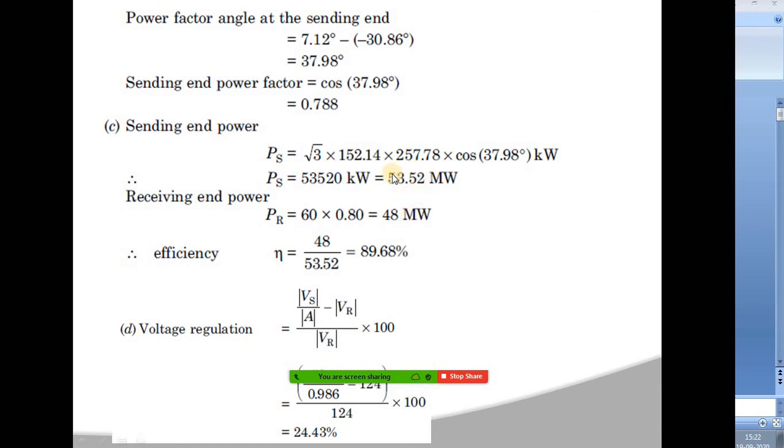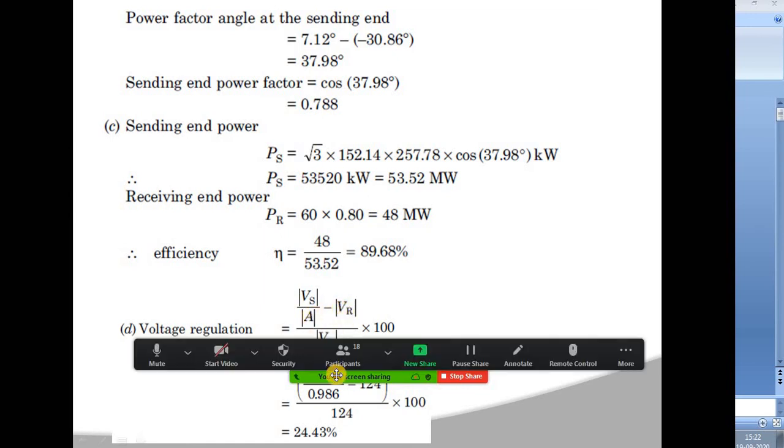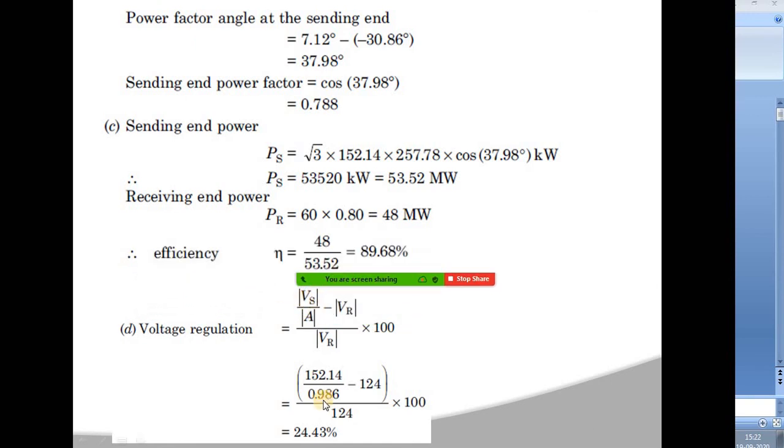You got the receiving end power, you got the sending end power. So you can determine the efficiency, which is receiving end power by sending end power. So the efficiency of the line is 89.68%. Now voltage regulation general formula is magnitude of Vs by magnitude of A minus magnitude of Vr by magnitude of Vr. You know the value of magnitude of Vs, you know the magnitude of A, and Vr also you know, right? If you substitute all those values, voltage regulation what you are getting here is 24.43%.